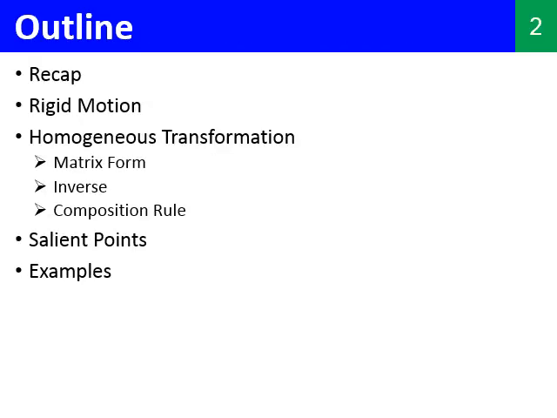Here is the outline. First we will have a recap on what we studied last time. Next we will look into rigid motion. The main topic for today is homogeneous transformation. So we will introduce it and we'll have a look at the matrix form, the inverse and the composition rule. Next we will look at some of the salient points that are noticeable and important. And finally, we will do some examples.